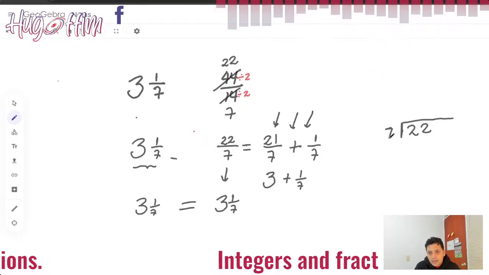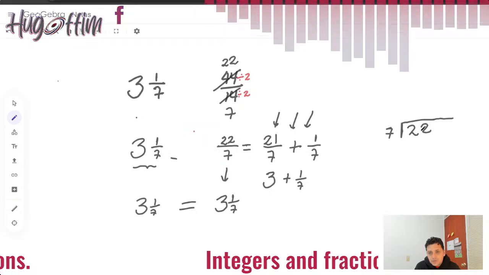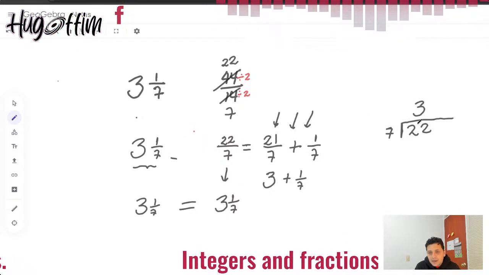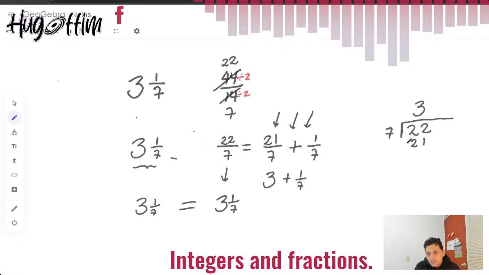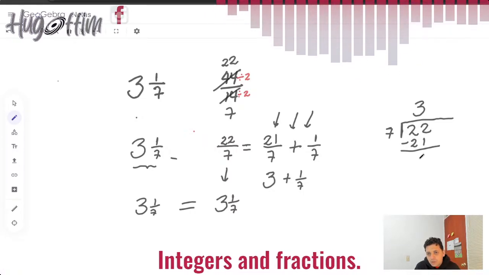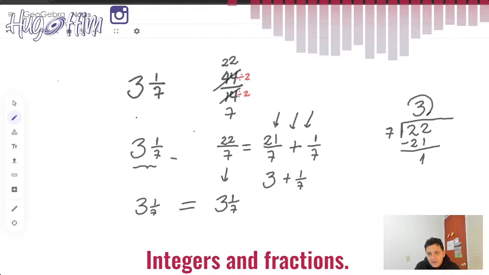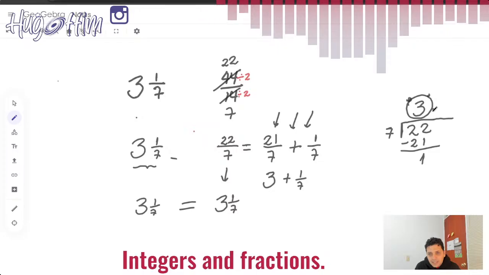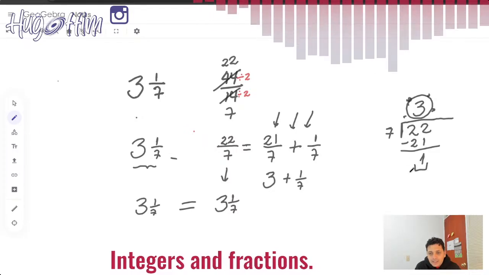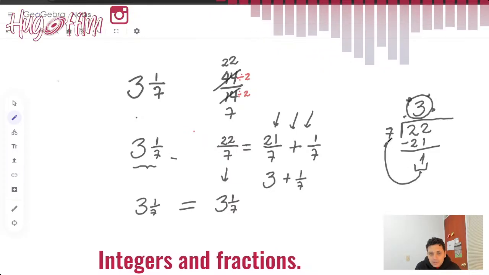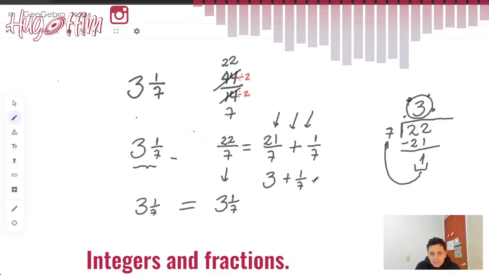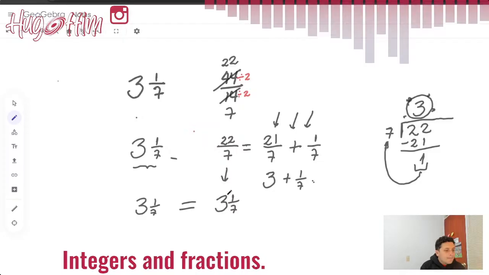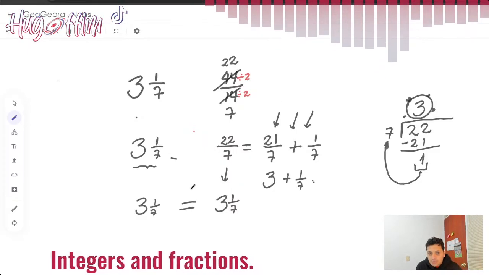So you perform the division. I know that 7 fits 3 times. 3 times 7 is 21. So I can simplify: 22 minus 21 is 1. And I have 3 wholes. Remember that the answer is whole. And I have 1 as the remainder, so the remainder is 1 over 7. So this is the structure of working out fractions as mixed numbers.